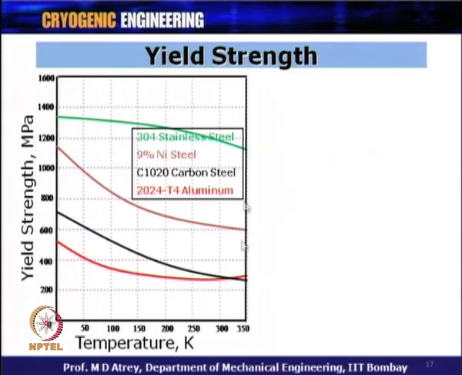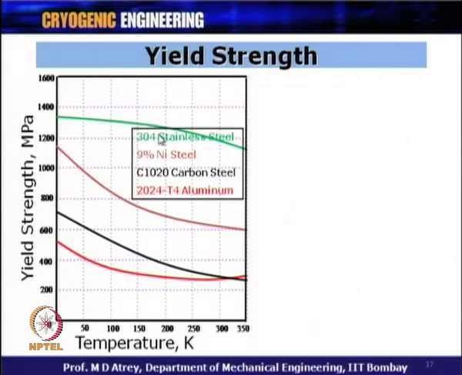This particular figure gives the variation of yield strength at low temperature. You can see the y axis is giving the yield strength, while the x axis gives the temperature variation in the reverse direction. That means, what I am seeing here is 300 Kelvin, which is room temperature, and then I am coming down towards 0 Kelvin, or towards cryogenic temperature. I have shown different curves here, meant for different materials.